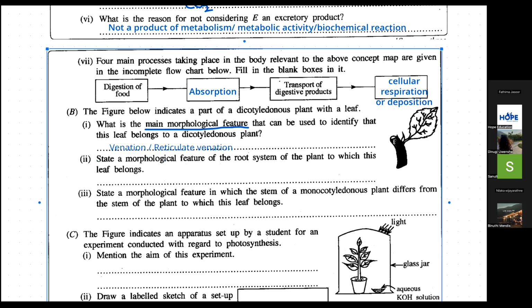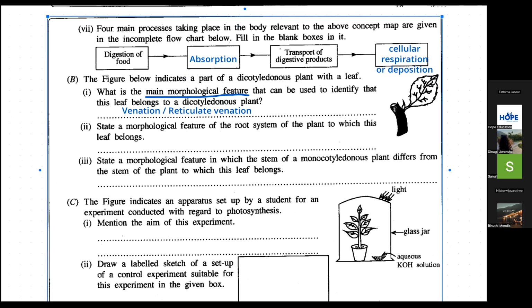Veins spread out in a certain way, and when you see that you can say whether this is a dicot leaf or a monocot leaf. State a morphological feature of the root system of the plant to which this leaf belongs. Tell something about the root system. Yeah, it has a taproot. You can also say it has lateral roots, but the main feature is the taproot. It has a taproot.